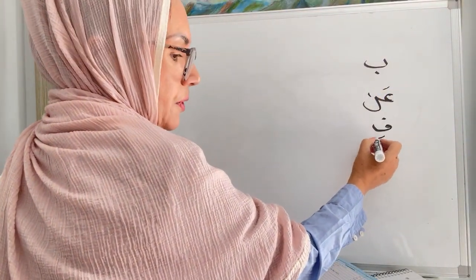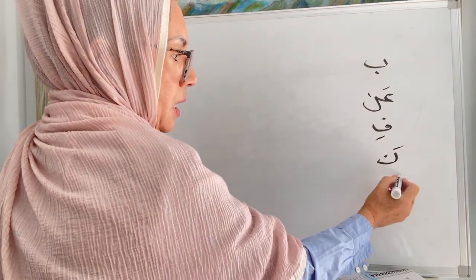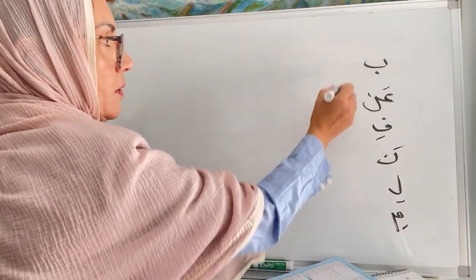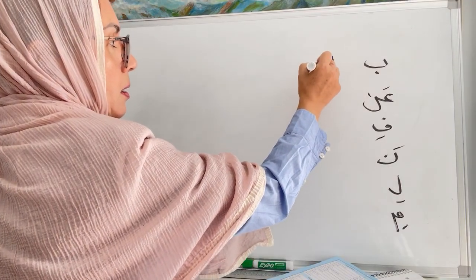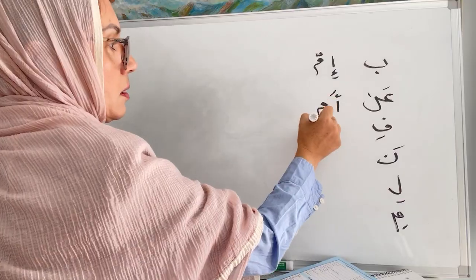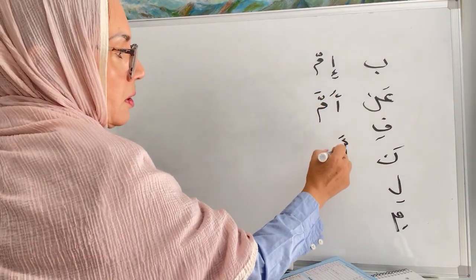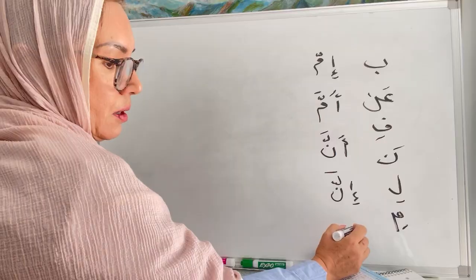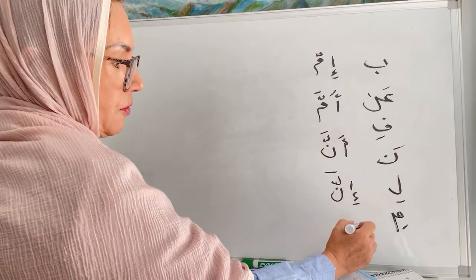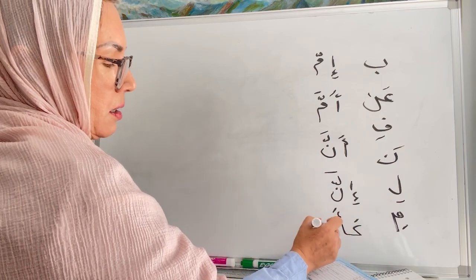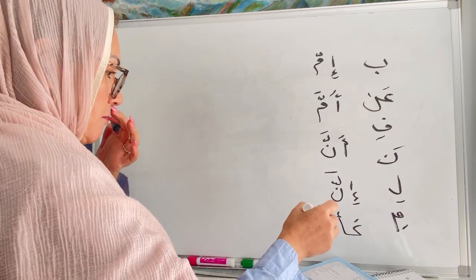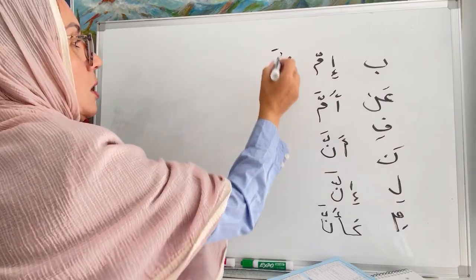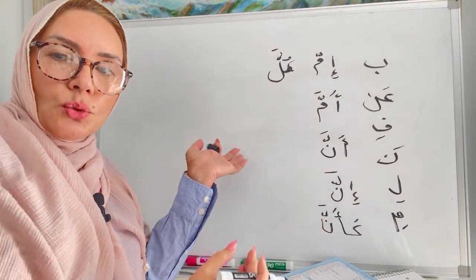And then fi, and then ka, and then li, and then imma, and then amma, and then we have anna, inna, and then the ka is attached in front of this, like ka anna, and then we have kulla. Now, all of these that I've written down here are all going to be attached to ma, mim, alif.